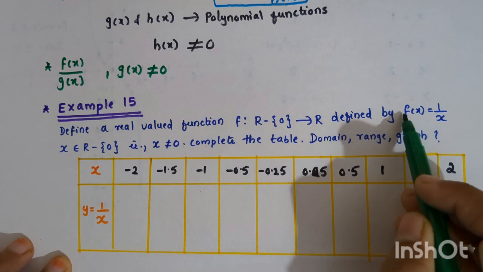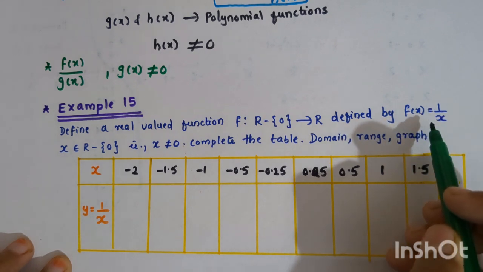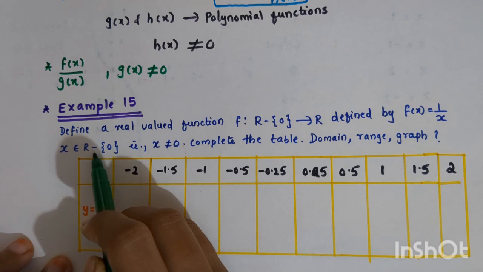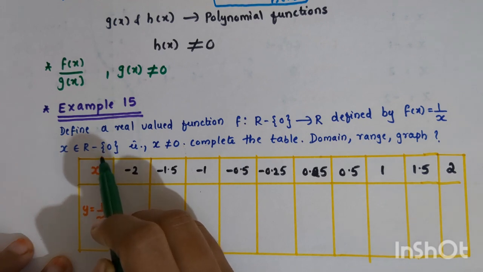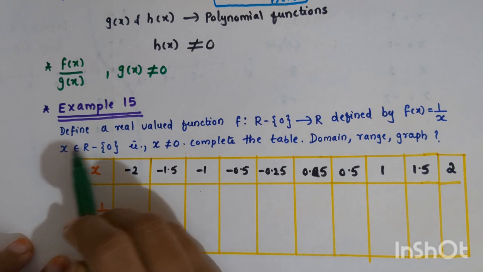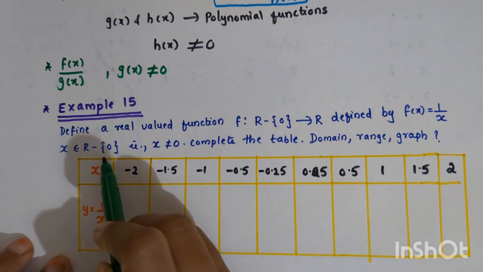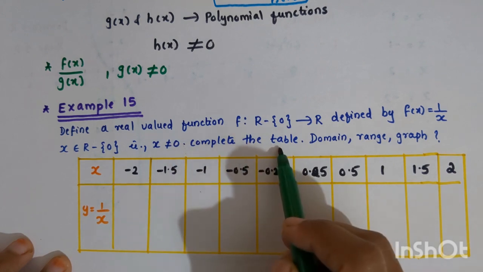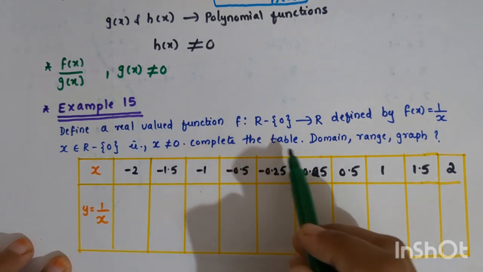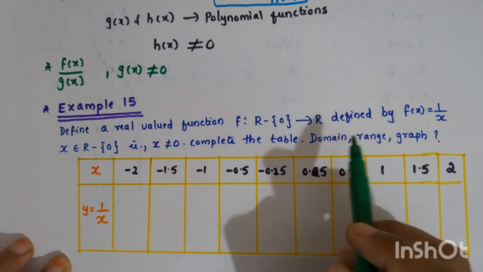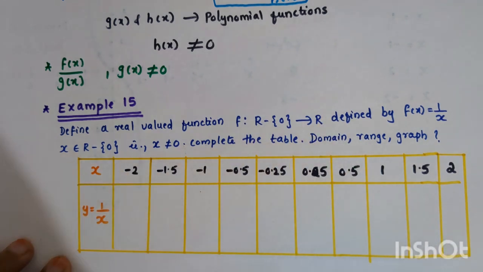So here the function is f of x equals 1 by x, where x belongs to R minus 0. That is, x belongs to the real number set except 0, that is, x is not equal to 0. Then complete the table, and using this definition, find the domain and range of this function. Also draw the graph of f.